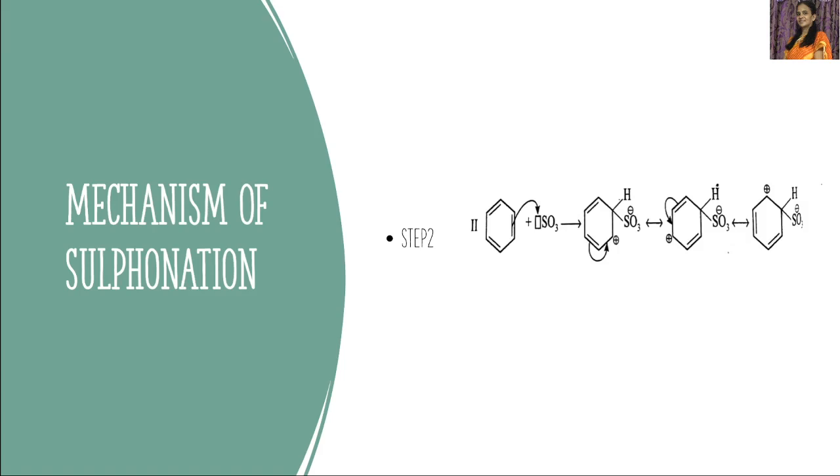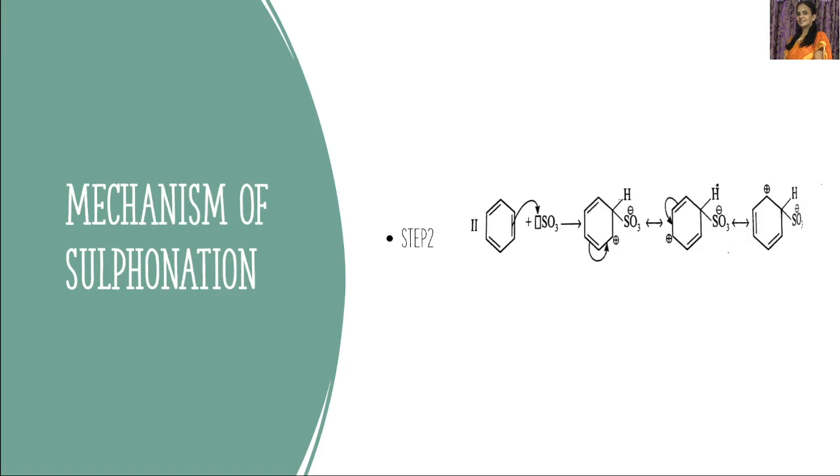So thus a substituted benzene, SO3 is substituted, and it forms a bond with one of the carbon atoms. Thus, we will get a sigma complex. In the next step, what happens? This sigma complex loses this H plus, then a substituted compound will be formed. So this is step 2, attack of electrophile on benzene ring to form a sigma complex. This part we can understand.